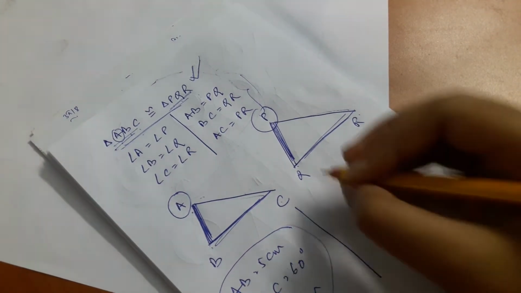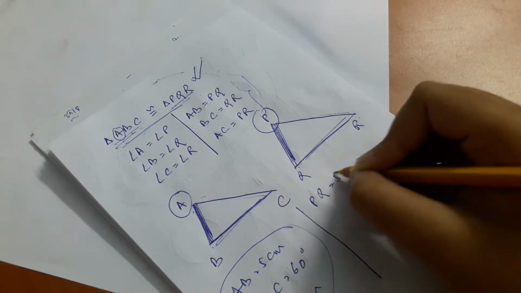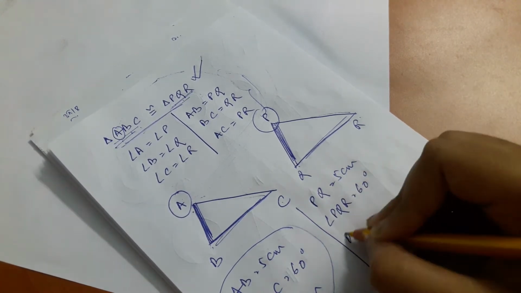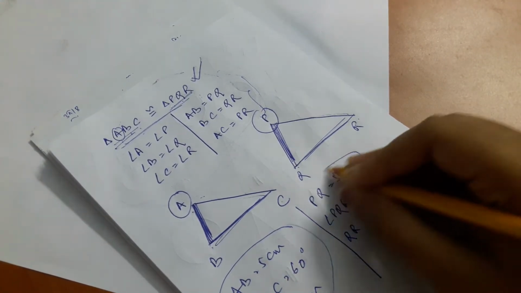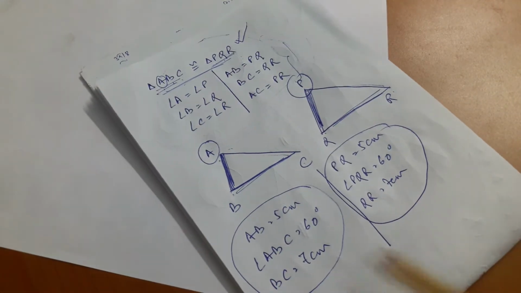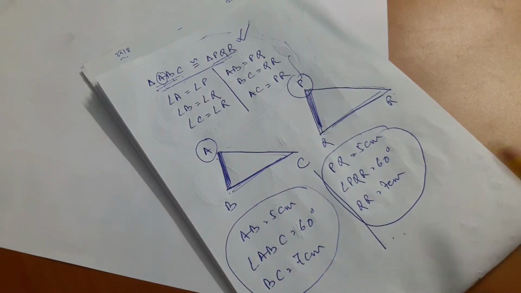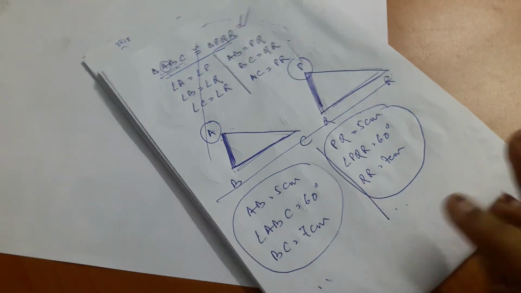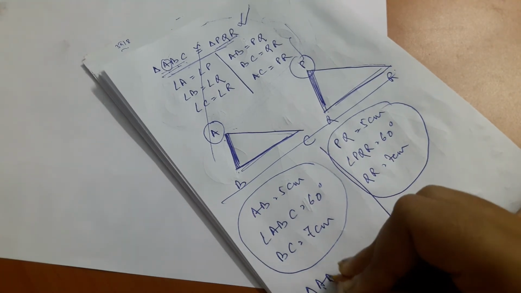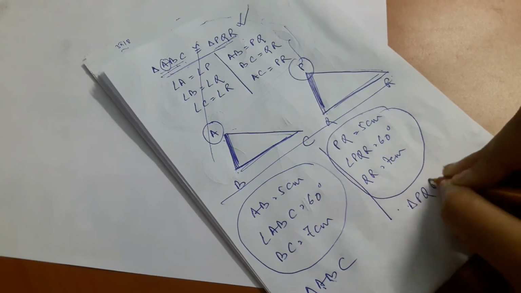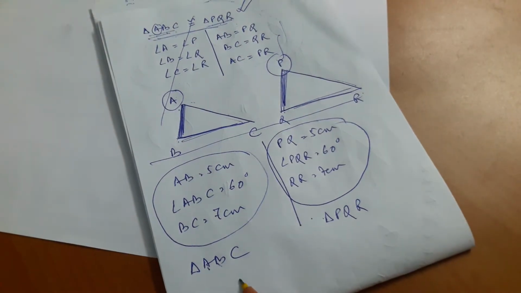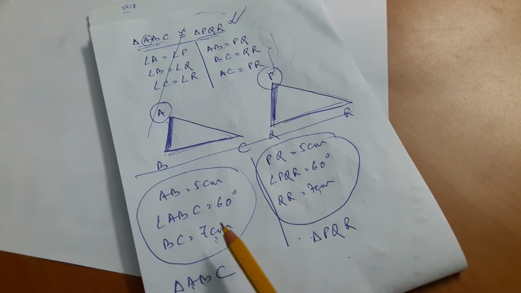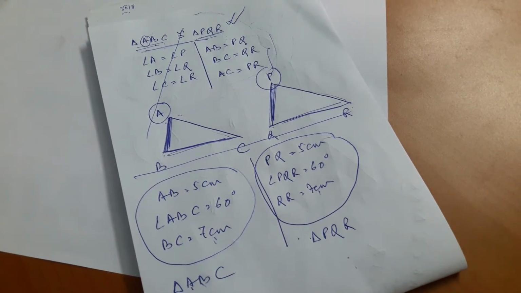Okay, and suppose we are also given that PQ equals 5 centimeters, angle PQR equals 60 degrees, and QR equals 7 centimeters. Suppose we are given this information. Now, forget everything we have written so far. I am talking about 2 fresh triangles, triangle ABC and triangle PQR. For example, for 2 triangles ABC and PQR, we are given these 2 sets of information. Now can we say that triangle ABC is congruent to triangle PQR?